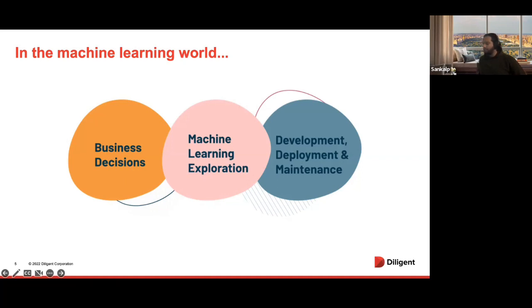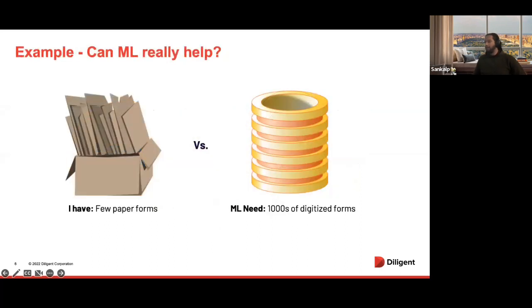This talk is going to be about the exploration phase itself. The essence is how can we generalize this exploration and potentially formalize it into an iterative methodology with very concrete steps that we could follow during the machine learning exploration. So let's look at an example.